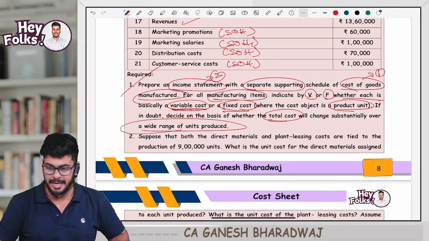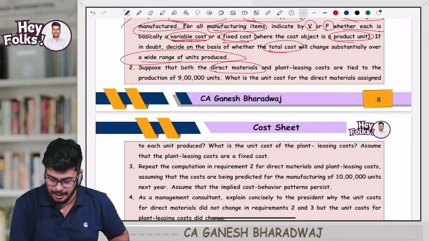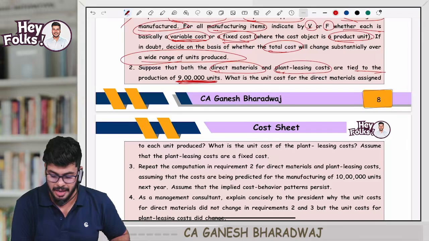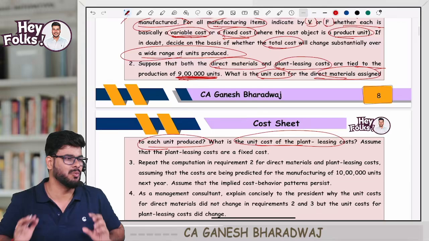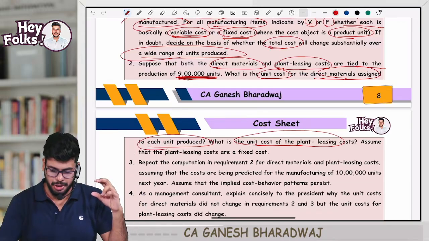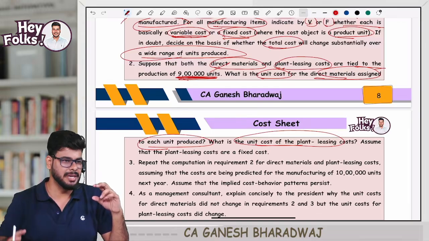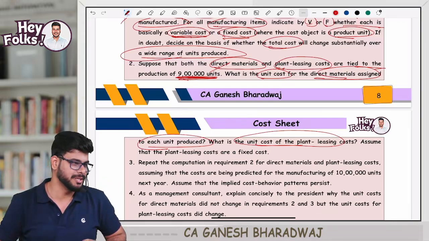Now shall we move on to the second part of the question? Suppose both the direct material and the plant leasing cost are tied to production of 9 lakh units. What is the unit cost of direct material assigned to each unit produced? And what is the per unit cost of plant leasing, assuming that the plant leasing costs are fixed? So what they are asking is, take these 2 line items alone. They are tied to a production of 9 lakh units. Divide by 9 lakh units to arrive at the per unit cost. This is all they are asking for.